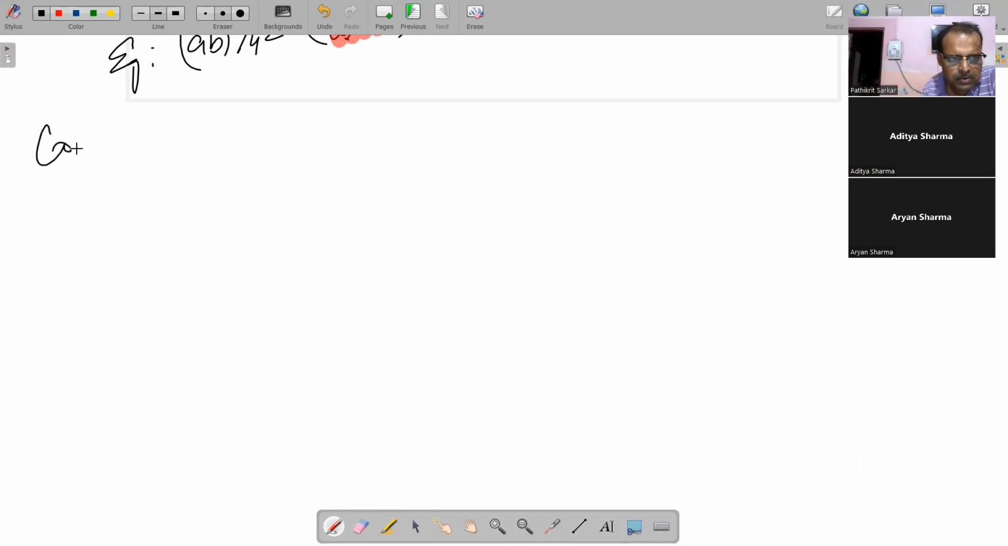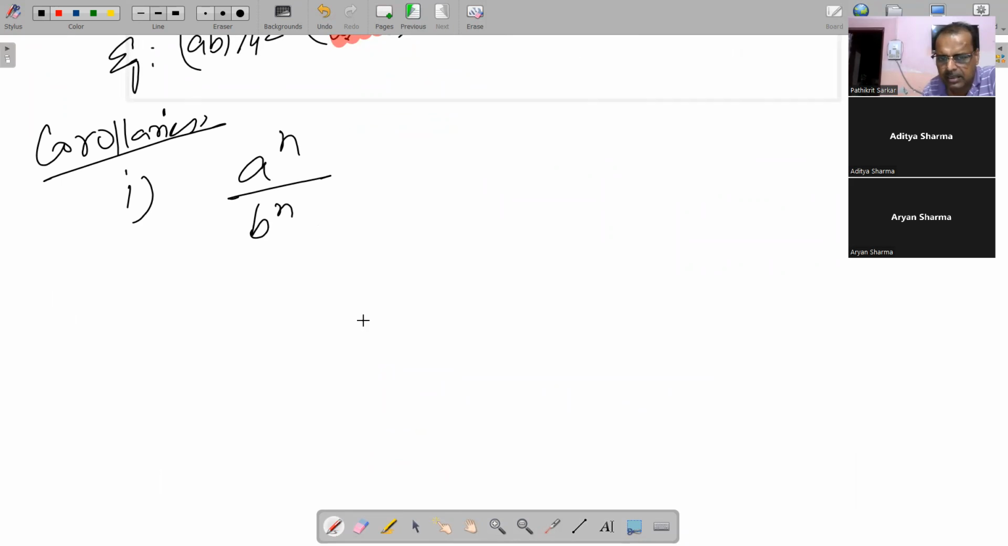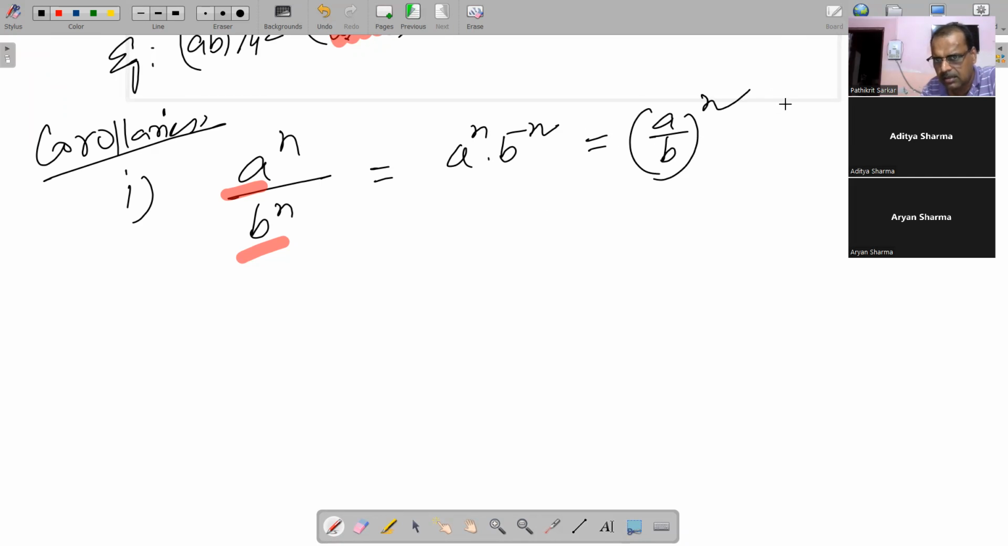So corollaries, what I should remember. Corollary number one: if it is a to the power n by b to the power n, the bases are different but the power is the same. So we can write a to the power n into b to the power minus n. That means we can say this is equal to (a by b) whole to the power n. This is the way we can represent it.